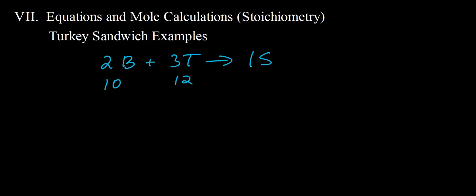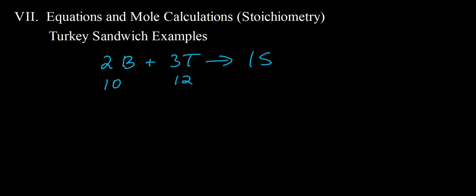So going back, we did these 2 separate examples. If you have 10 slices of bread and lots of turkey, you can make 5 sandwiches. If you have 12 slices of turkey and lots of bread, you can make 4 sandwiches. So what if you have 10 slices of bread and 12 slices of turkey? How many sandwiches can you make? 4, 5, 9, what is it? The answer is you can make 4 sandwiches.